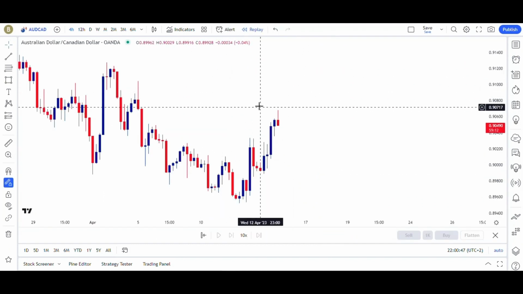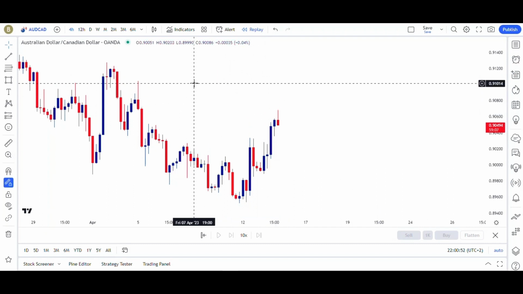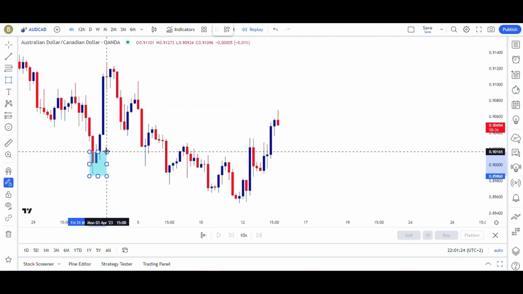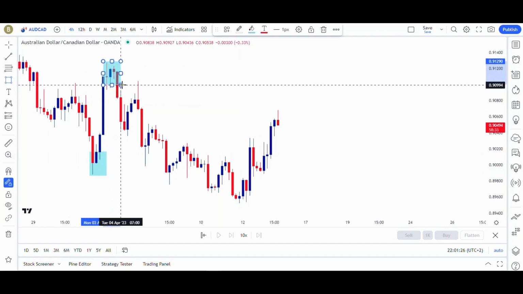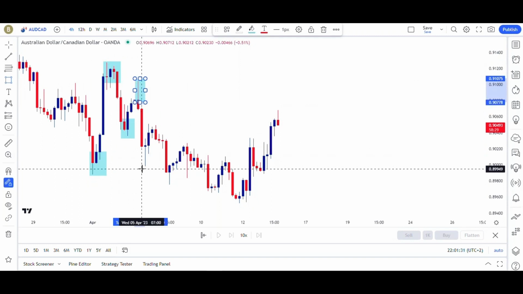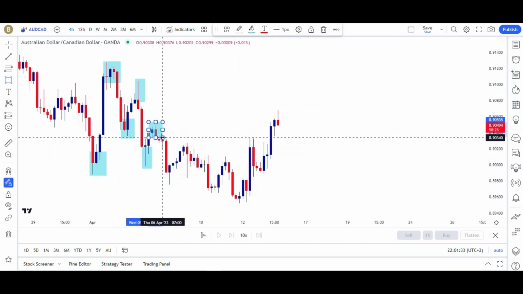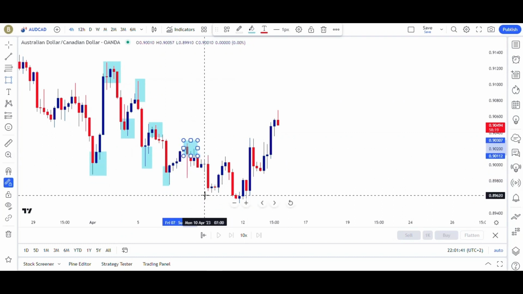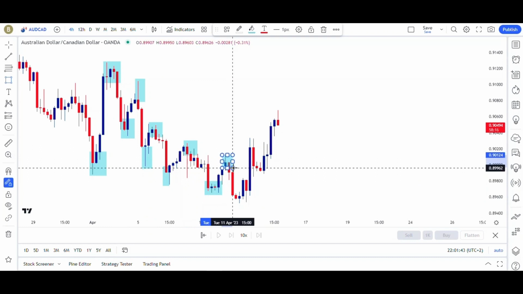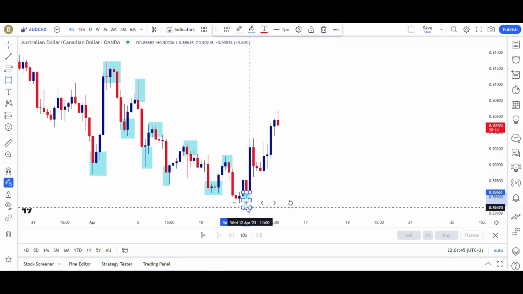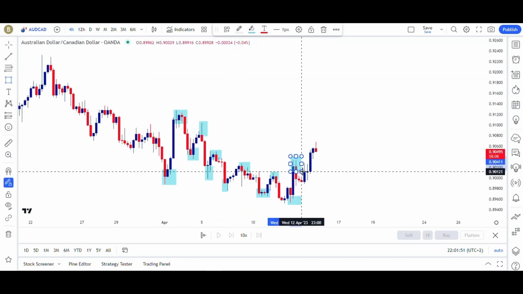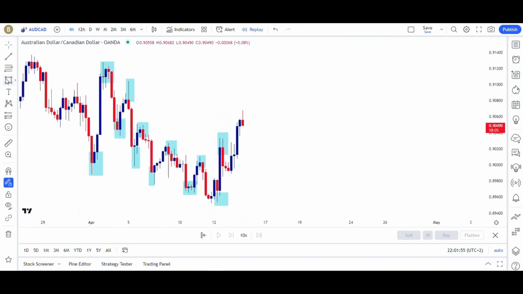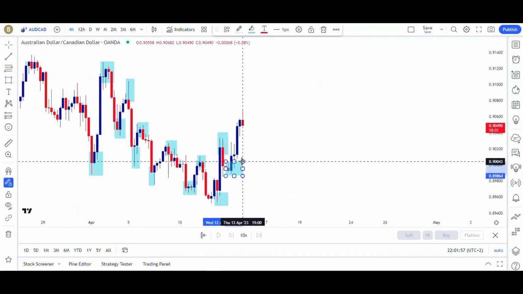Now we will practice what we just learned. We will identify some bellies and peaks. For example, this one here, this is a belly, this is a peak. This is a belly, this is a peak, this is a belly, this is a peak, this is a belly, this is a peak, this is a belly, this is a peak, this is a belly, and this is a peak. And then we have this one, a belly.